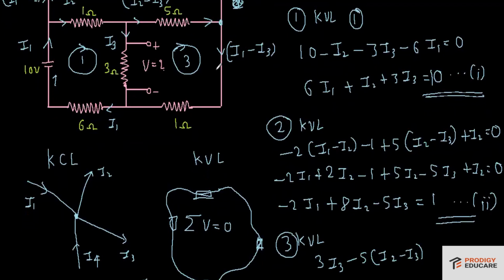Then again, this I1 minus I3 current, I'll go like this. I'm moving in the direction of current, so there is a voltage drop here as well. So I'll write minus 1 times (I1 minus I3). Now this is also equal to 0.